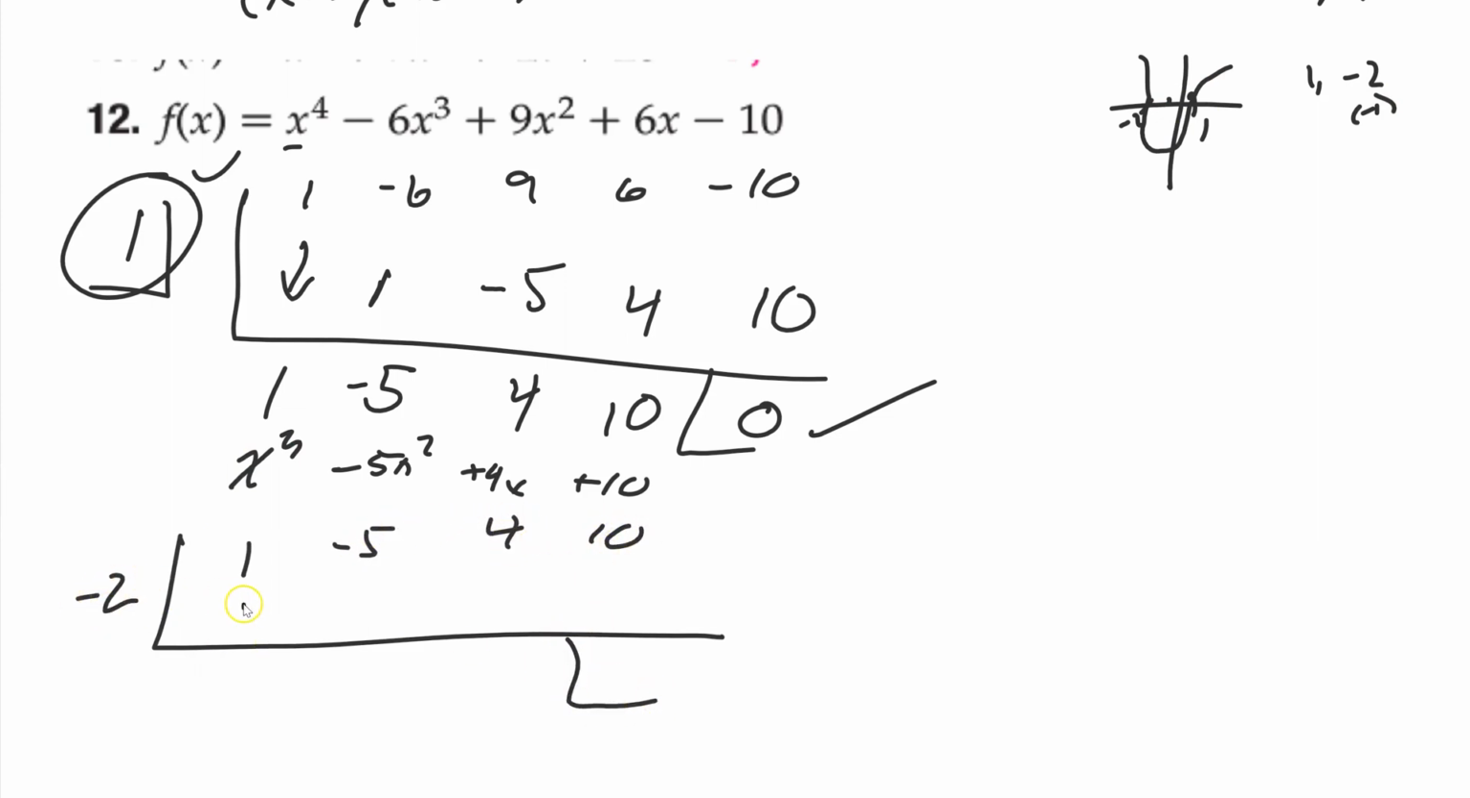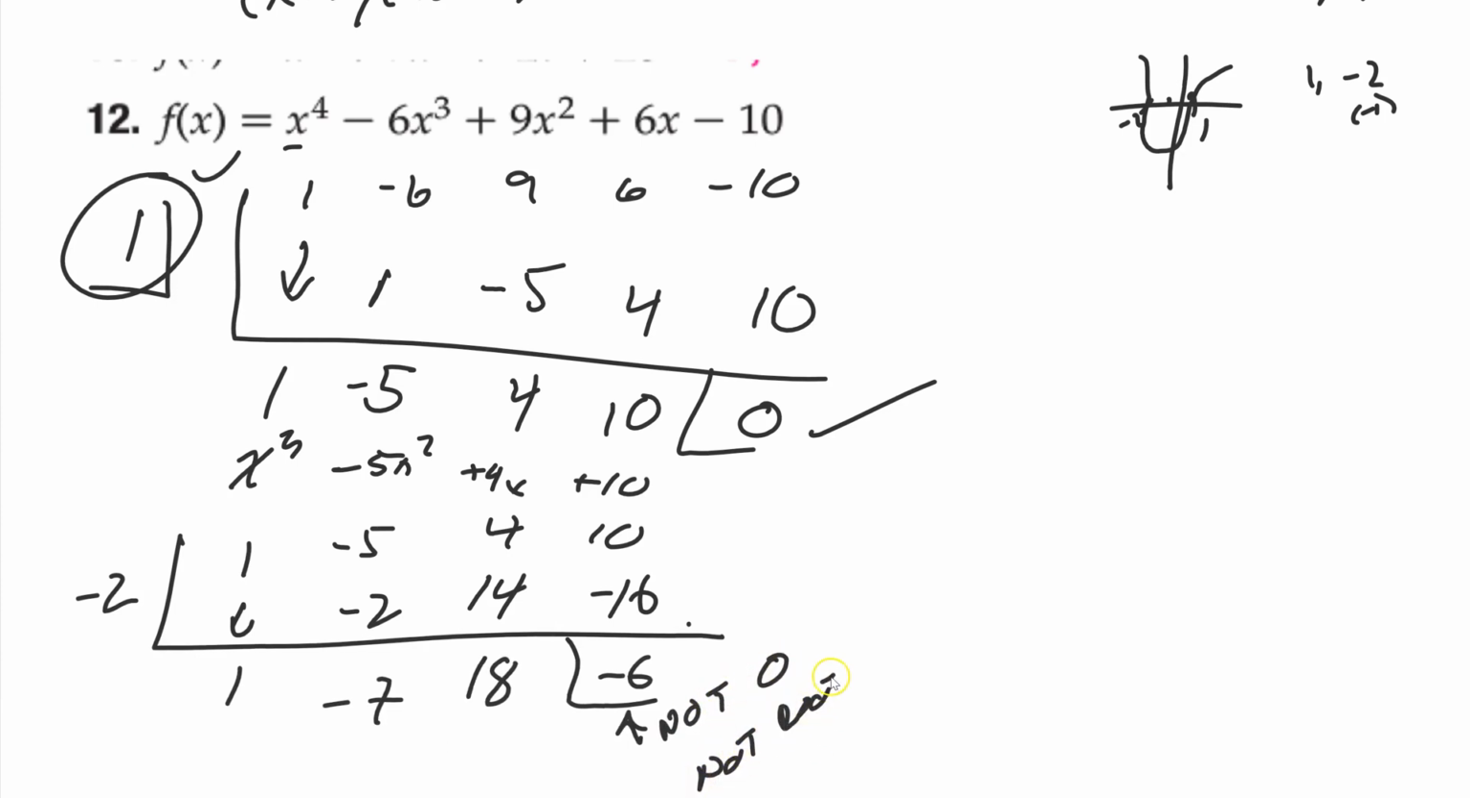So use negative 2. Bring the first one down, multiply across, add, multiply, add, multiply. And I am wrong because look what happens. I get negative 6. I'm glad this happened though. See how it's not a 0? Not a 0. So it's not a root. So it's not a 0, it's not a root, it's none of that stuff. So negative 2 is wrong.